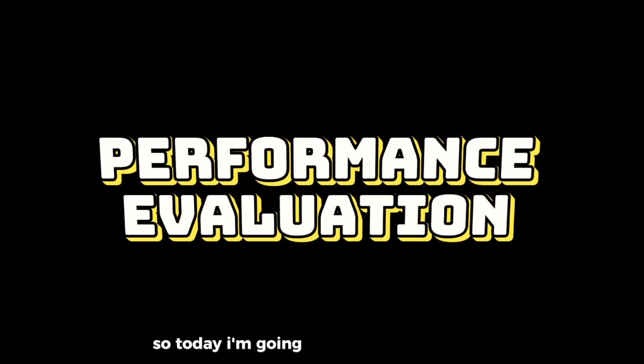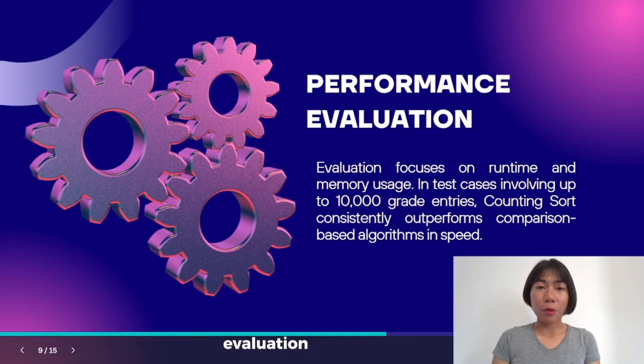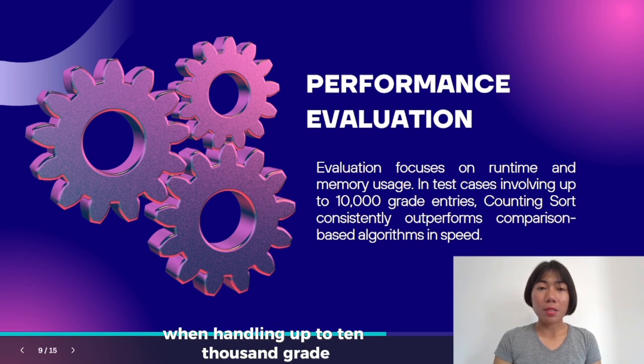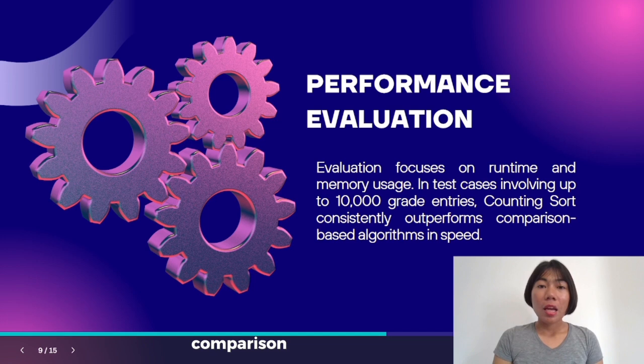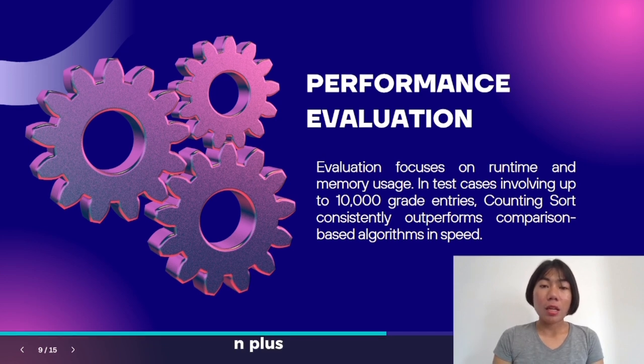So today I'm going to report the performance evaluation. Based on our tests, we focused on two key aspects: runtime and memory usage. When handling up to 10,000 grade entries, counting sort consistently outperformed comparison-based algorithms like quicksort and merge sort in terms of speed. Its linear time complexity O(n + k) makes it especially efficient for datasets with a limited range of values.